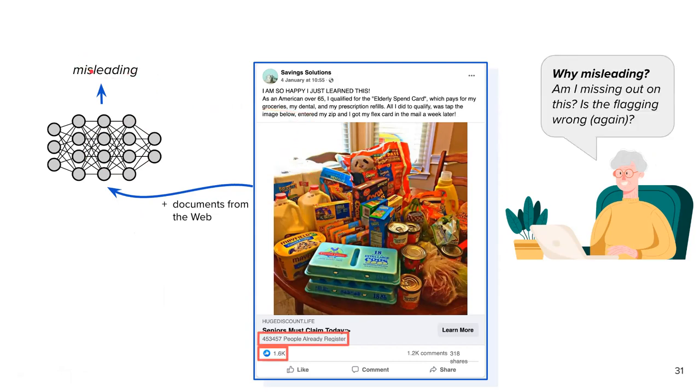Now, this woman, upon seeing that this post exists and it is misleading, might wonder, well, I see that there are a lot of people who already registered for this. There are a lot of likes on this post. So if people were scammed, why were they liking this and so on? So maybe she could righteously wonder, am I missing out on this great opportunity? Maybe she interacted with this model before, it was wrong. And now she's like, oh, is this thing incorrect again? These are all legit questions to wonder about, I think.